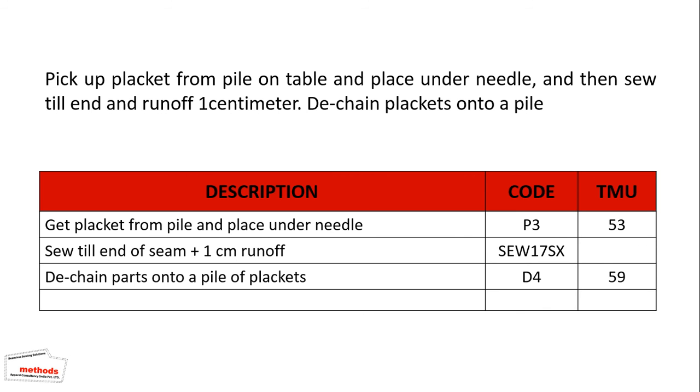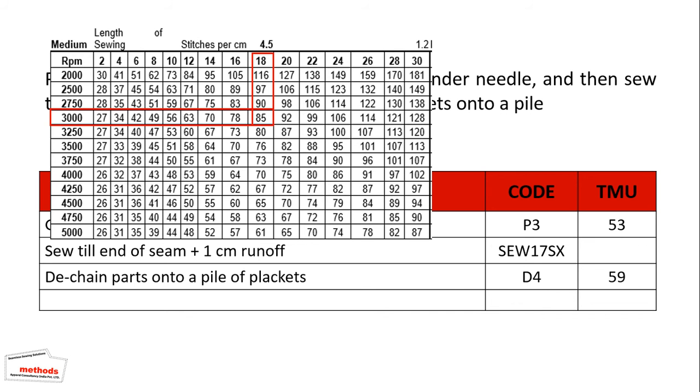The sewing code, when you're calculating manually, it will be using this chart where you consider the length first. This is the length of the part that you're sewing. So we have 17 centimeters length, so we take the next level of length that we have, which is 18, which comes down to this column, and then later on we have a 3000 RPM, which is the parameter already stated. So the TMU for this code would be 85.